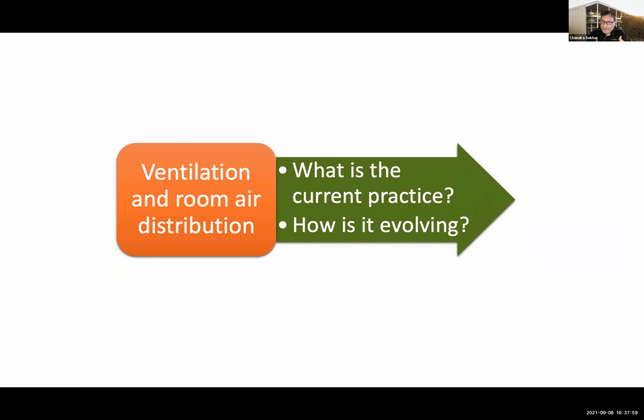Let me now come very specifically to ventilation and room air distribution, because that's really where my interest is, and how we can relate that to the fundamental requirements of human needs, thermal, air quality, and all the various other points, especially in the context of infectious aerosol transmission mitigation.